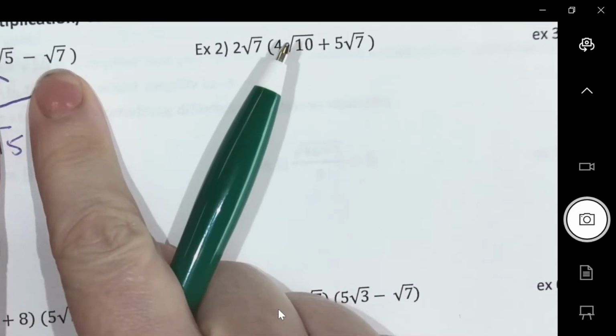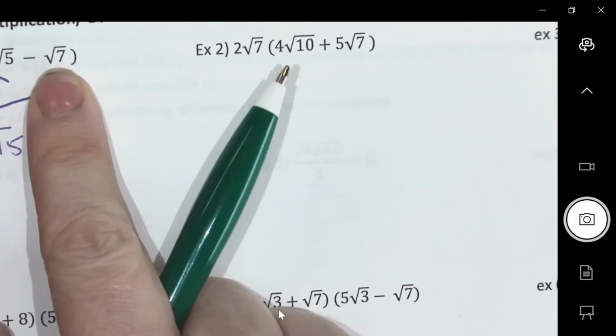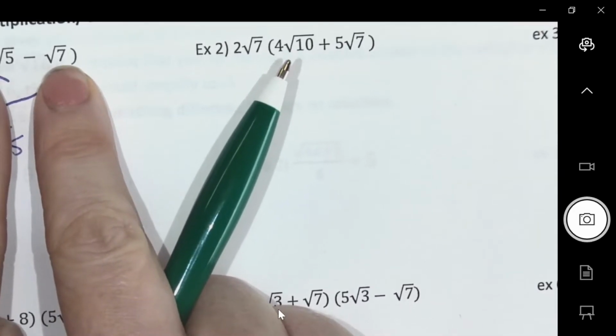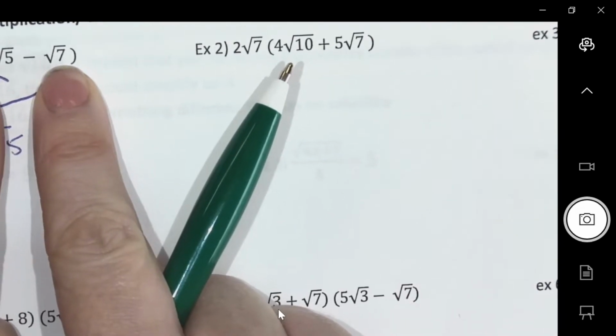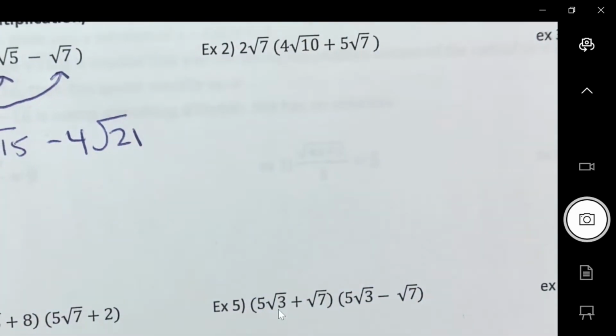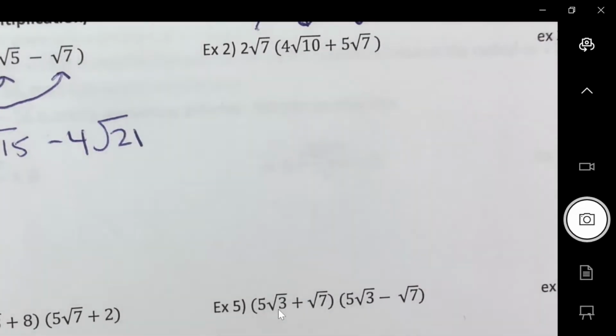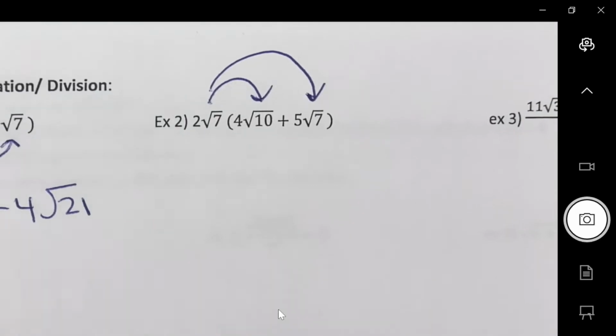Now I'm going to do this combo. So this makes 4 root 21. There's a 4 and a root 21. Okay, can you try this one? See if you can get that one on your own. So multiply that and then multiply that.